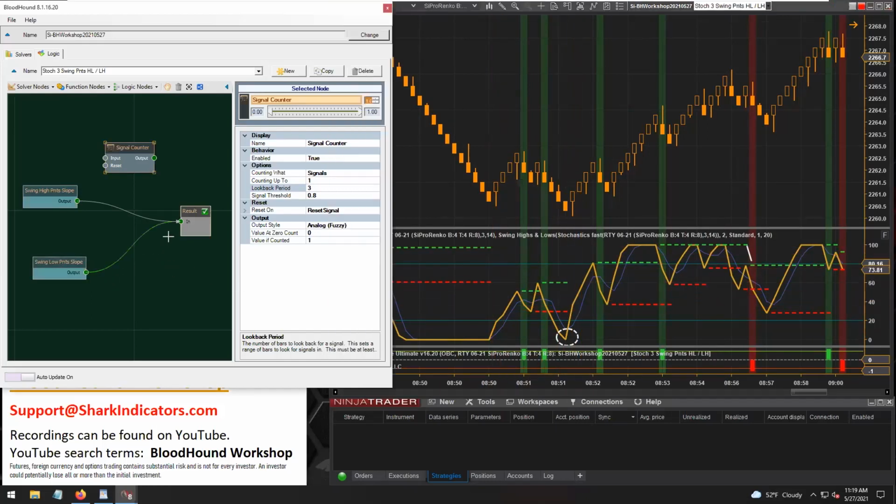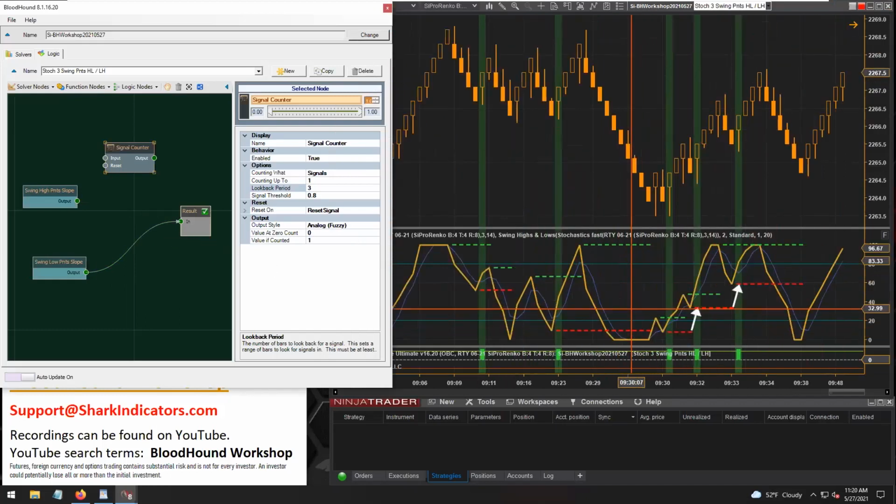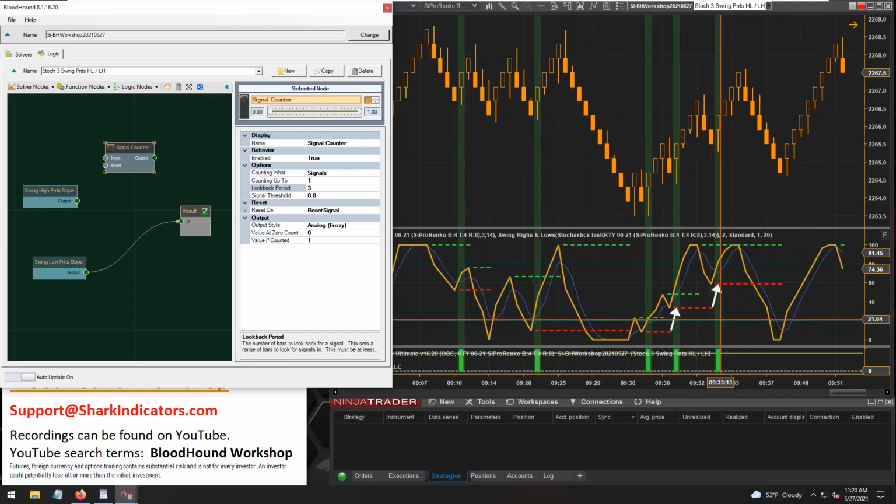Sorry, let's switch this over to the swing lows. There we go. All right. So sometimes these long outputs are going to be really close together, and sometimes they're going to be really spread apart. So you don't know necessarily how far back you need to look in order for this to work.